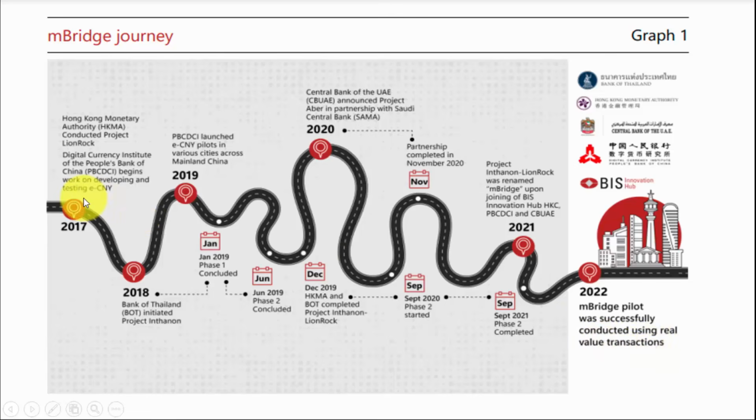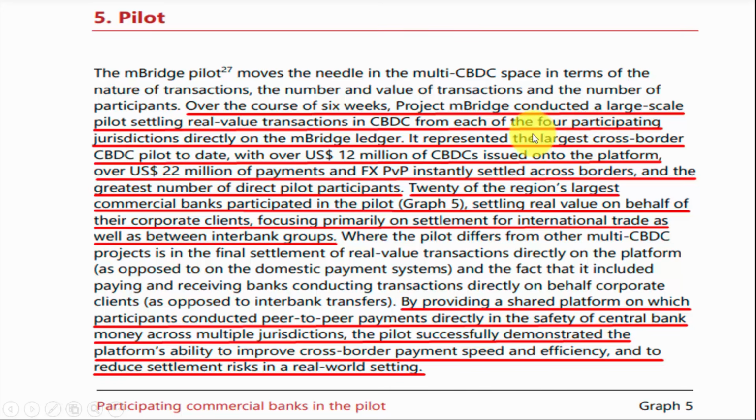So basically, the mBridge journey started from 2017 up until 2022. So you can see it's been a good 5 years where the project evolved through different phases until it became mBridge. And in 2022, the mBridge pilot was conducted. They did a pilot with the 4 central banks and the BIS Innovation Hub, the 5 entities. In this pilot, they actually did real value transactions. And as far as I understand, it was all successful. So here's more information about the pilot.